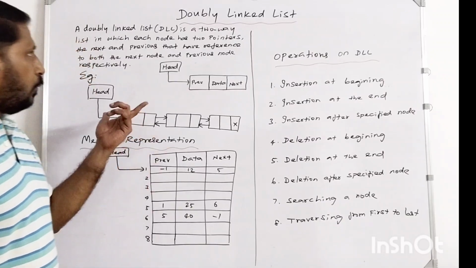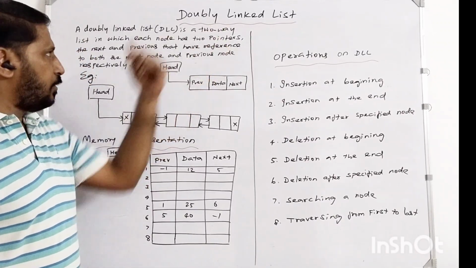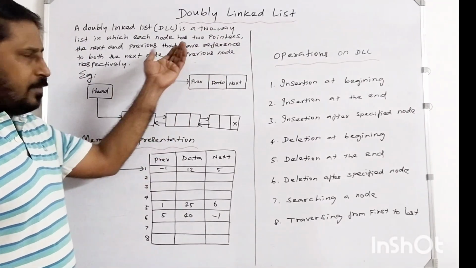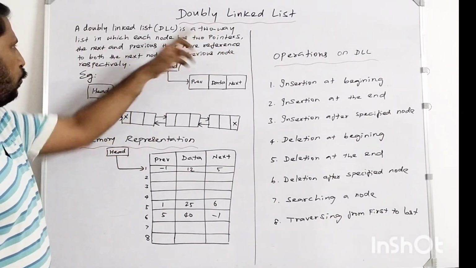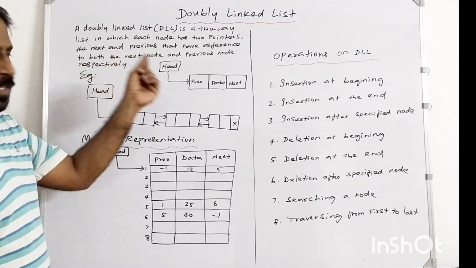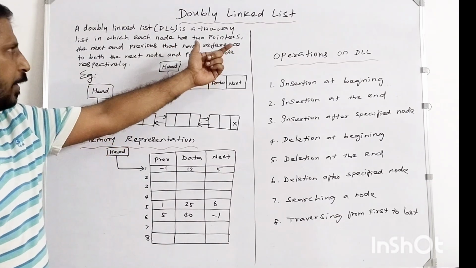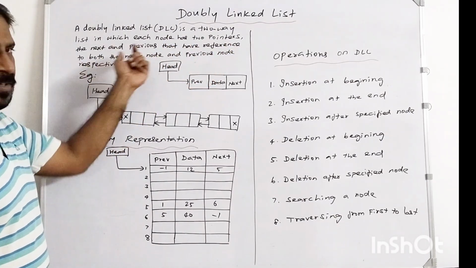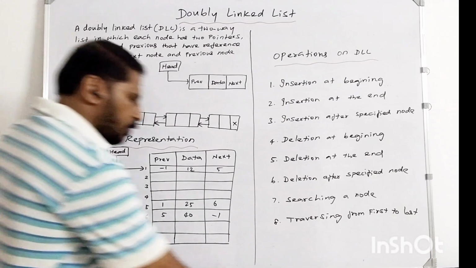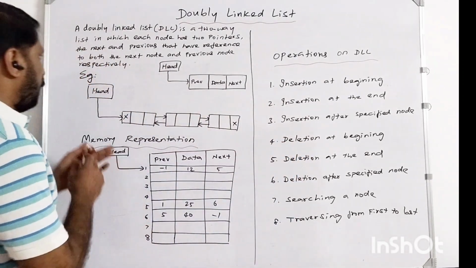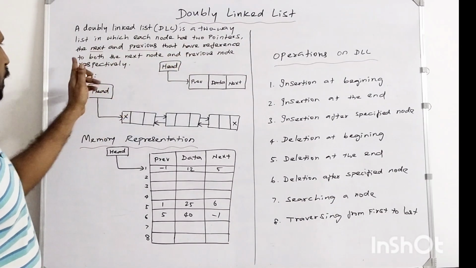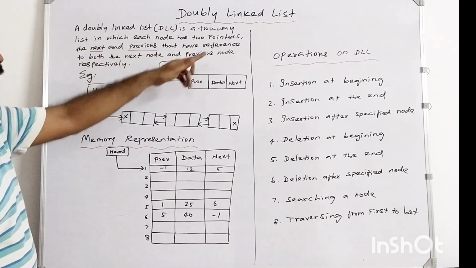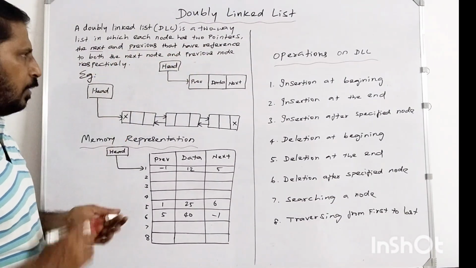Hi, today we are going to see the doubly linked list. As far as the doubly linked list is concerned, a doubly linked list is a two-way list in which each node has two pointers, the next and the previous, that have reference to both the next node and the previous node respectively.